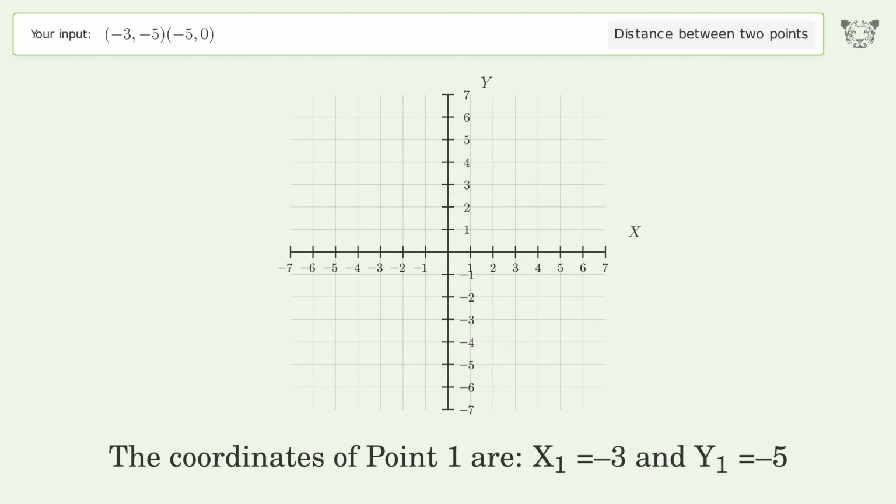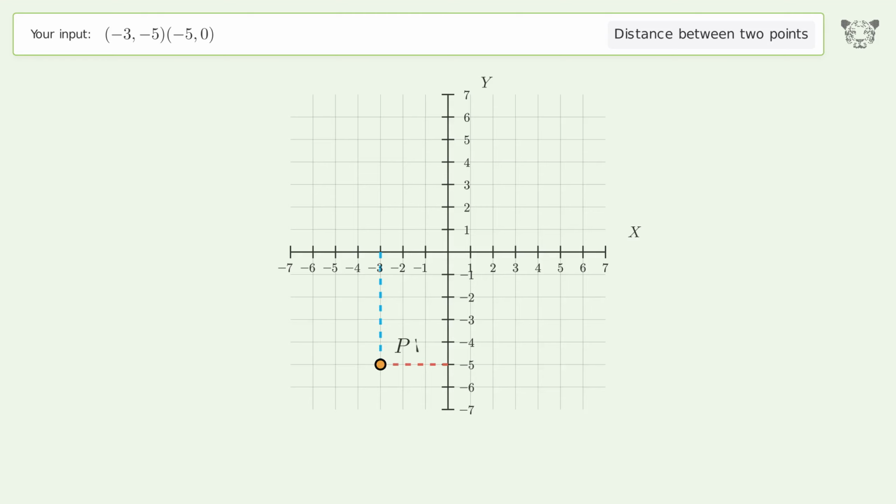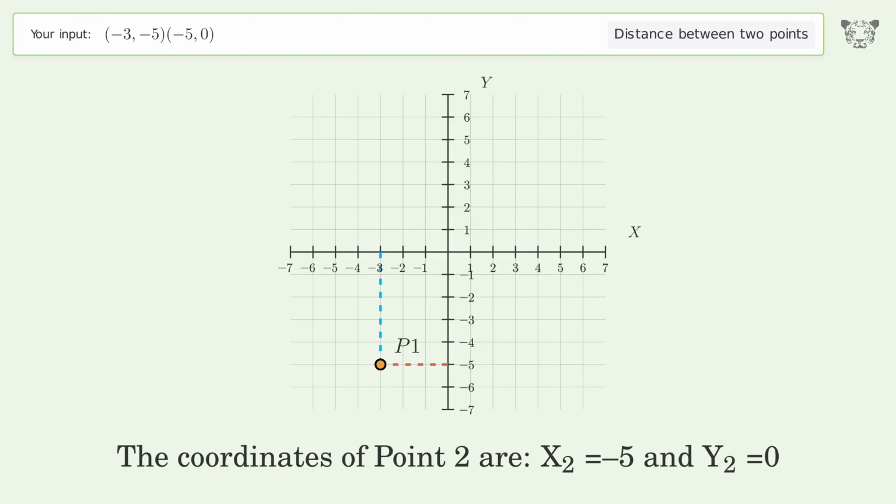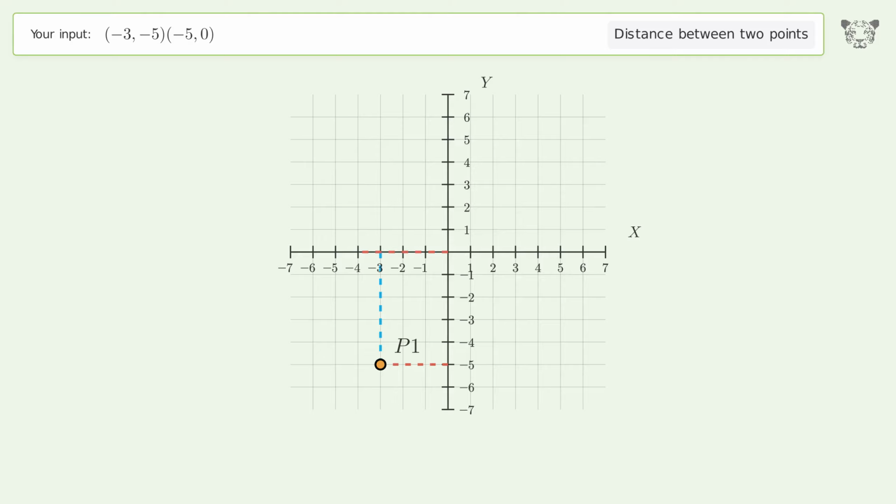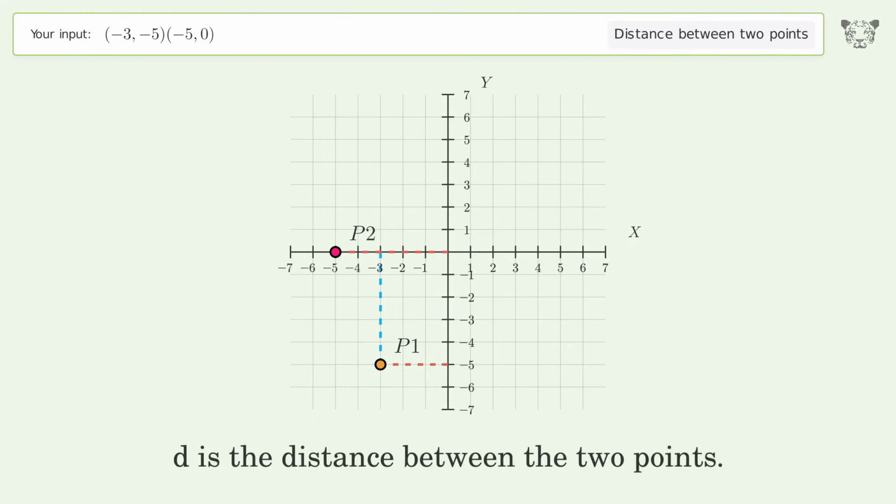The coordinates of point 1 are x1 equals -3 and y1 equals -5. The coordinates of point 2 are x2 equals -5 and y2 equals 0. D is the distance between the 2 points.